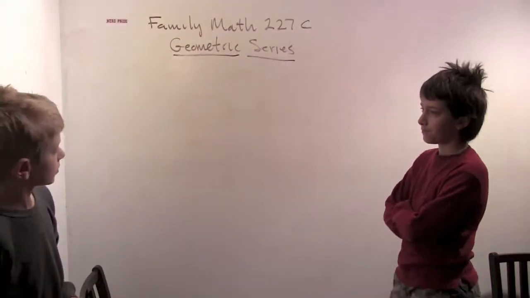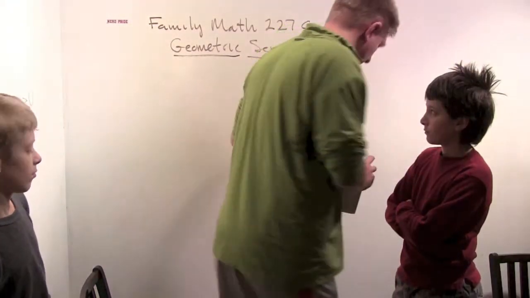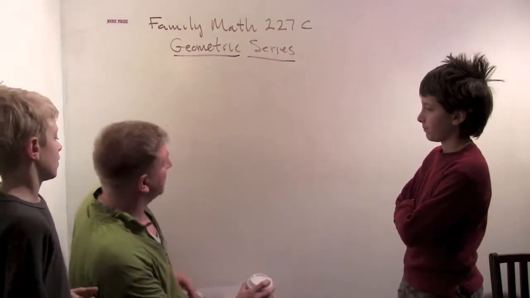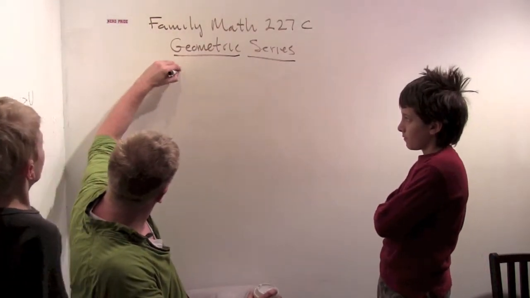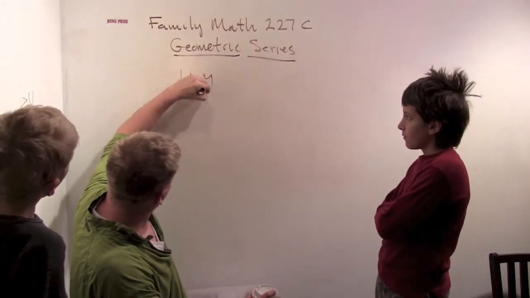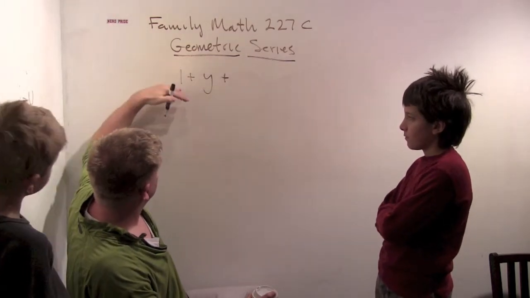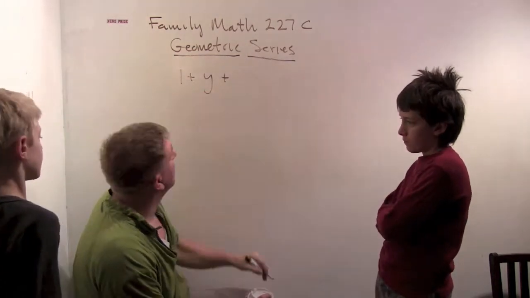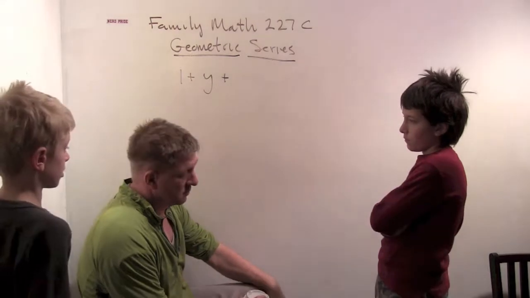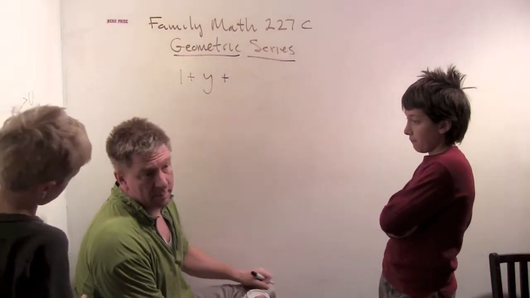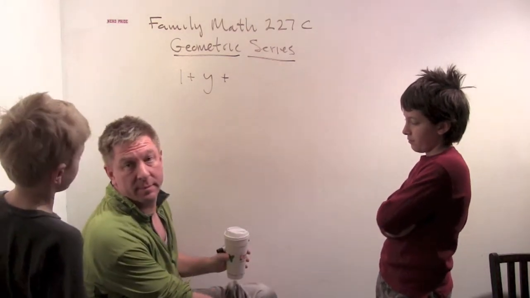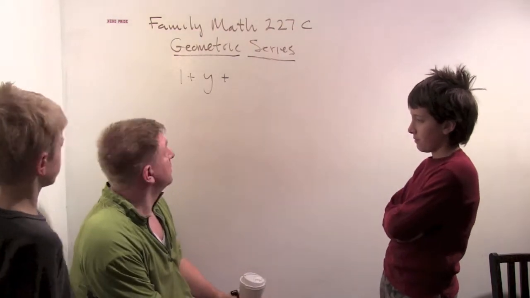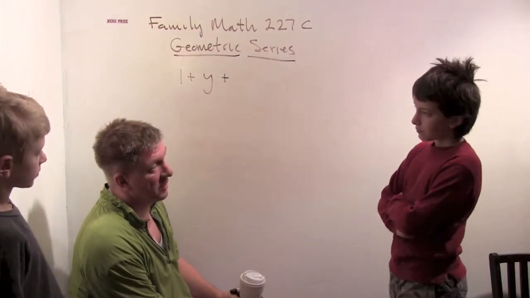Okay, so now we're going to do it in general. Instead of having a number as my second term, where I'm multiplying by, I'm going to do a series like this: 1 plus y. So I'm multiplying by y every time. Can y be any whole number? It can be any real number. Maybe it doesn't even have to be real. That might be something to ask about.